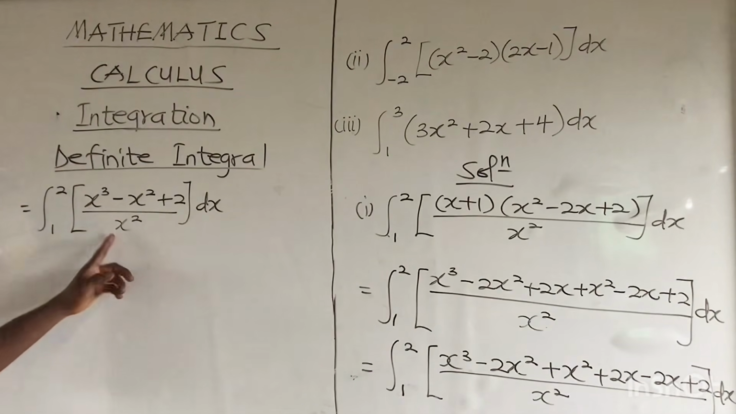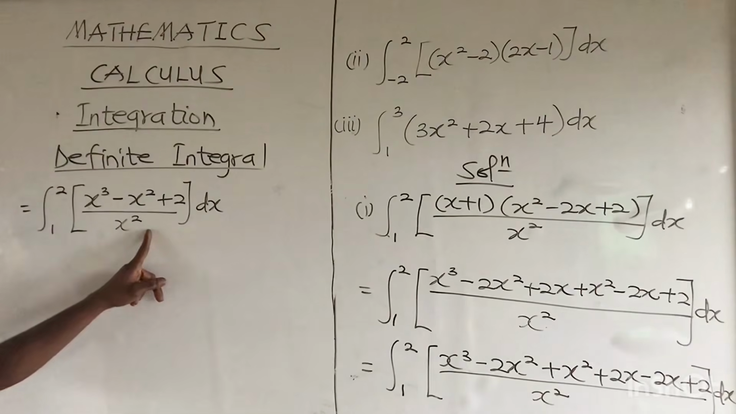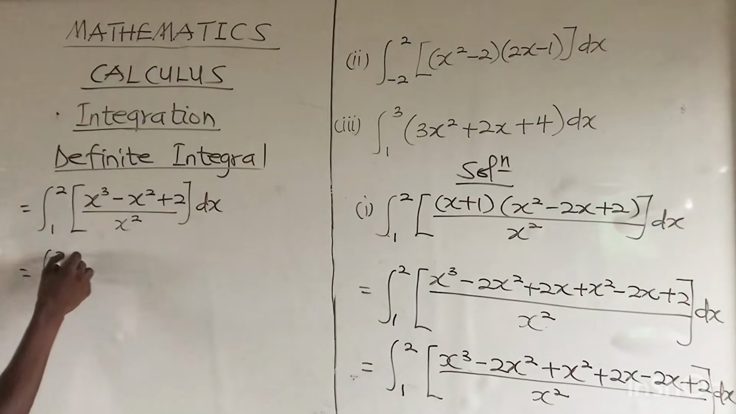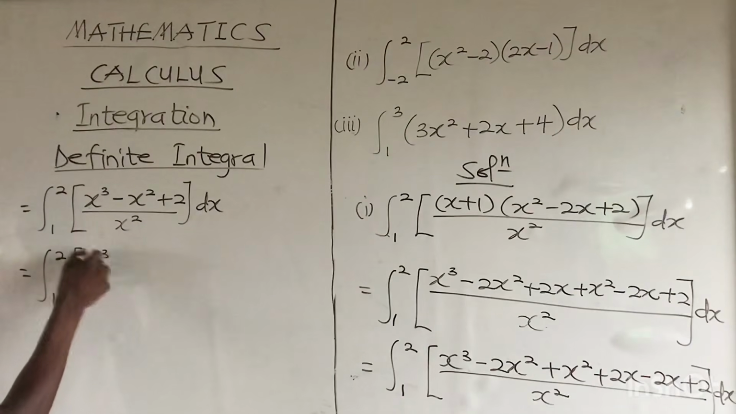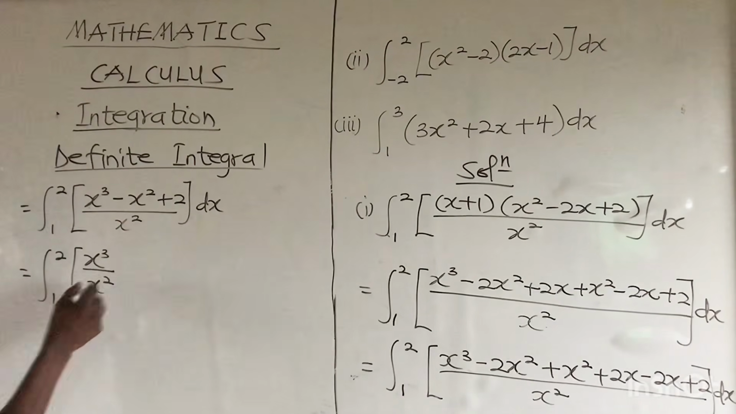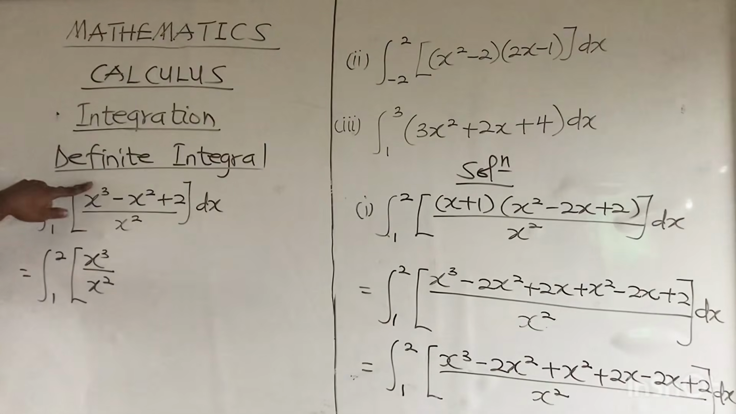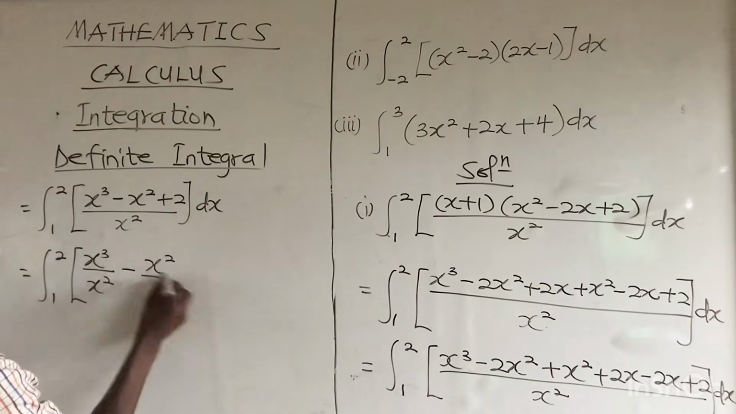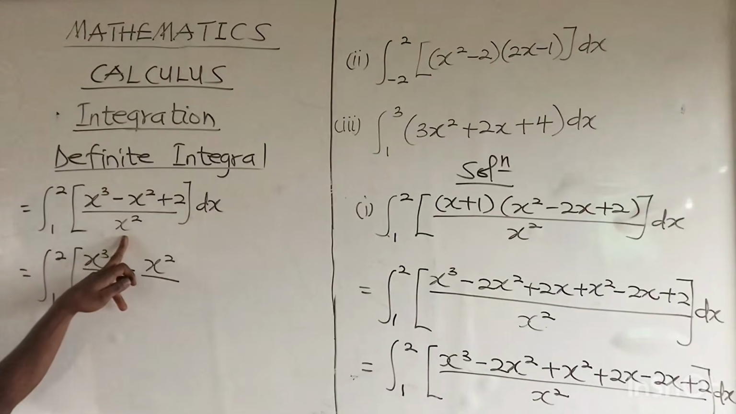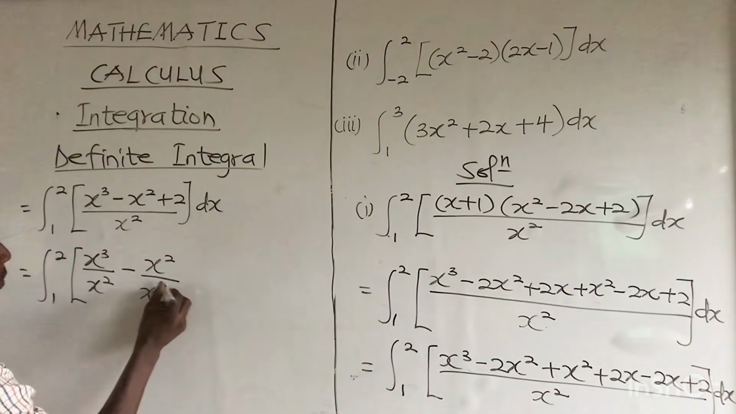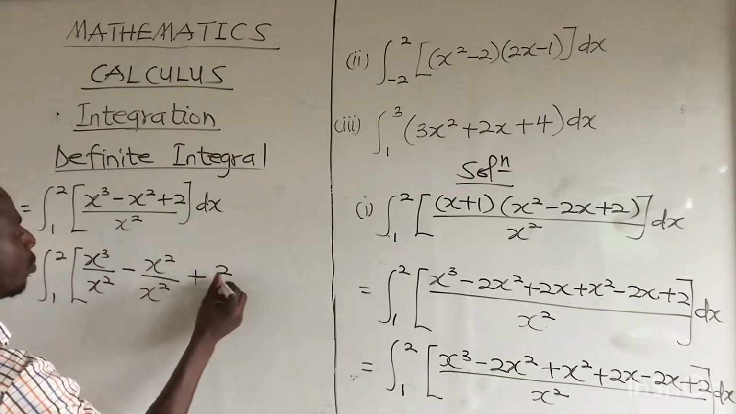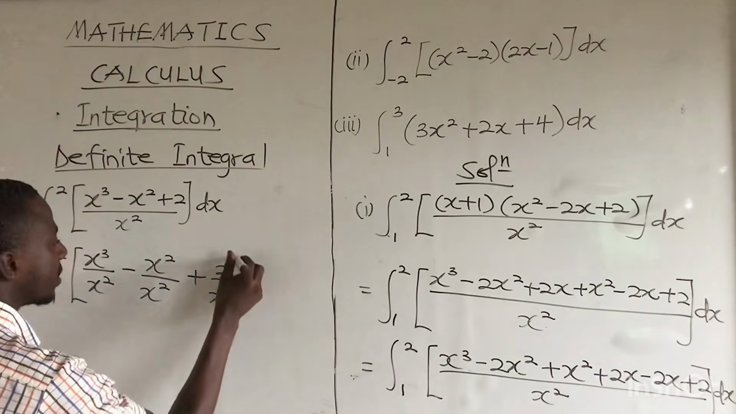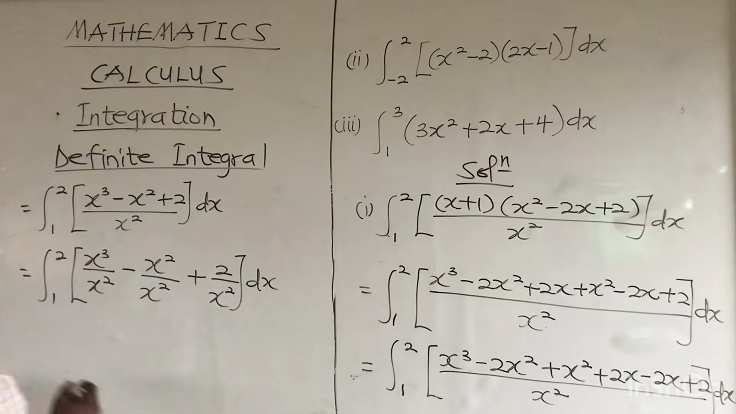From here, we need to divide each term by the x squared. So we have the integral from 1 to 2. Then we have x cubed over x squared. So this over this. Then this x squared. So we have minus x squared also over the same denominator, x squared, plus 2 over the same denominator, x squared, all dx.